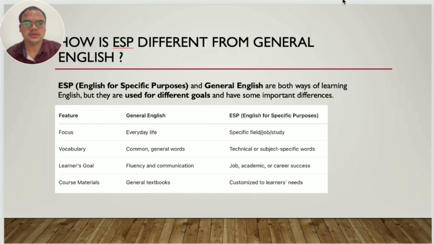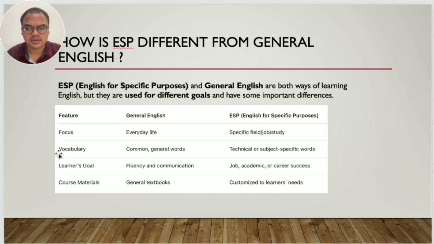So, how is ESP different from general English? ESP or English for specific purposes and general English are both ways of learning English, but they are used for different goals and have some important differences. First, the first feature is focus. General English is for everyday life, while ESP is for a specific field, job, or study.